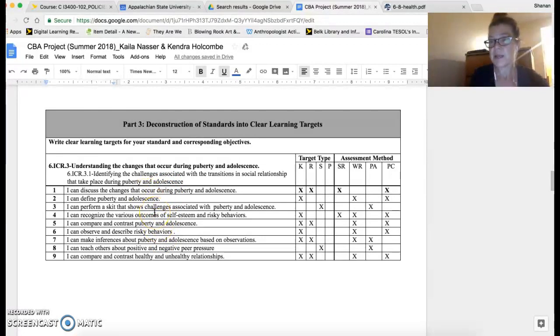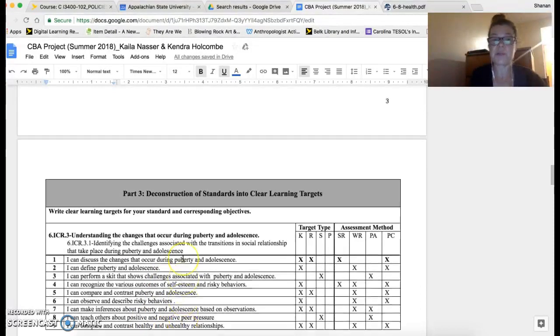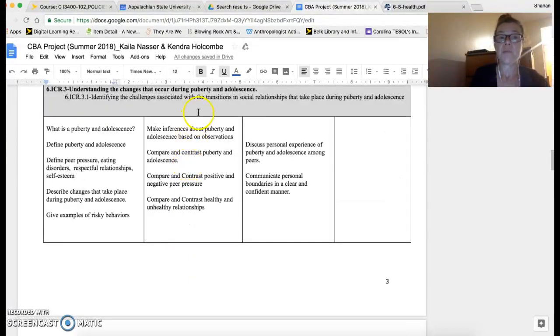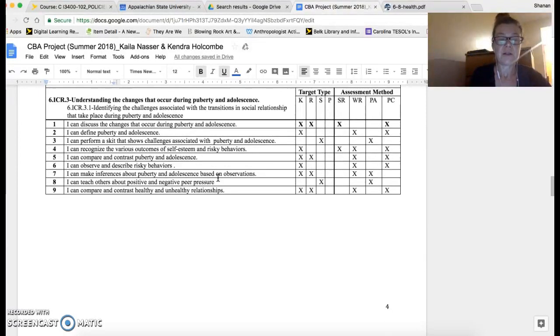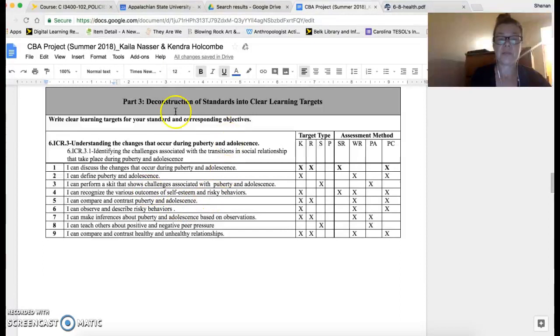They're mostly the same like you guys had. We just kind of fine-tuned them a little bit, and we got rid of the ones that were related to menstruation, and we added a couple about peer pressure and healthy and unhealthy relationships because that's really an important part of this standard, this clarifying objective. So that is all set. I think she said that you were meant to revise this, so I hope that's all right, but we went ahead and revised that.